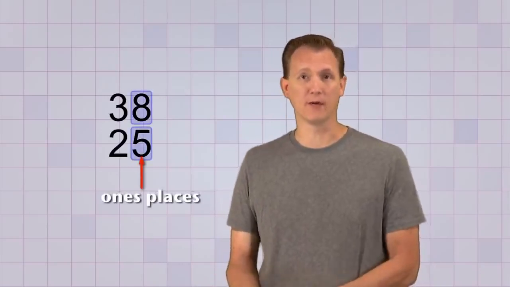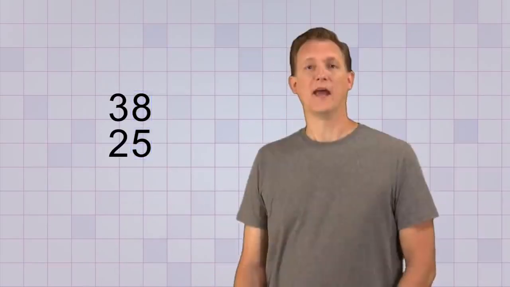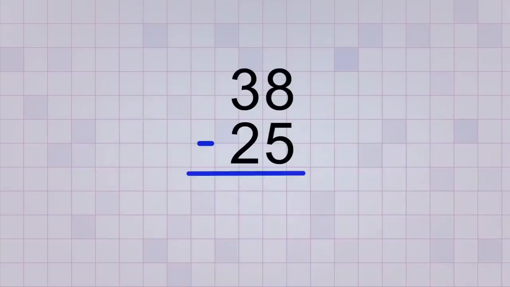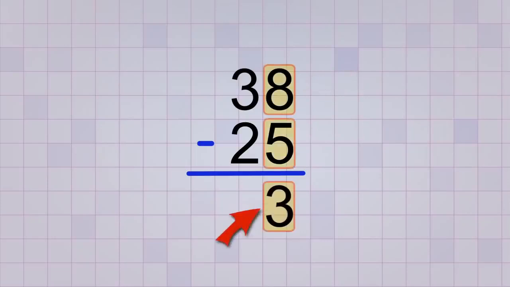Okay, let's go ahead and try this problem. We've got 38 on top and 25 below it, and the ones places are lined up just like they should be. Now we draw our line so our answer can go below it, and we write a minus sign over here on the left to show that we're subtracting. Now we can start getting our answer. And just like with addition, we always start with the ones place column. Here we subtract the bottom number from the top. 8 minus 5 equals 3. So the 3 goes in the ones place of our answer.